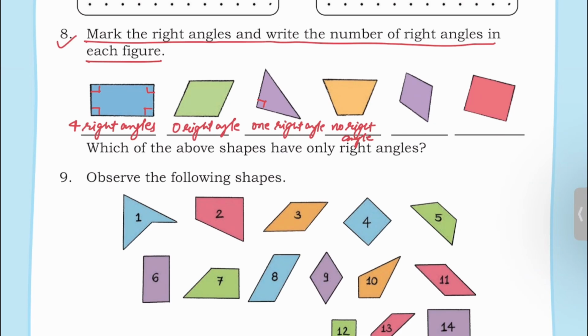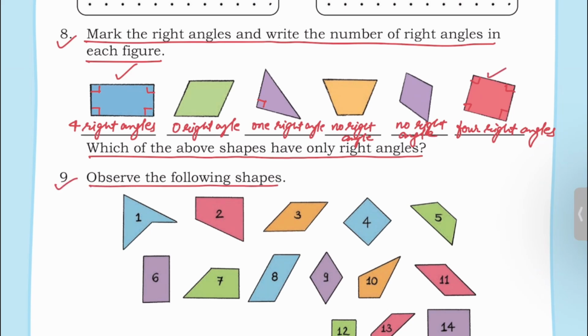For the fifth one, that is a kite, no or 0 right angle. And for the last one, that is again a rectangle, 4 right angles. Which of the above shapes have 4 right angles? That is the first one and the last one.